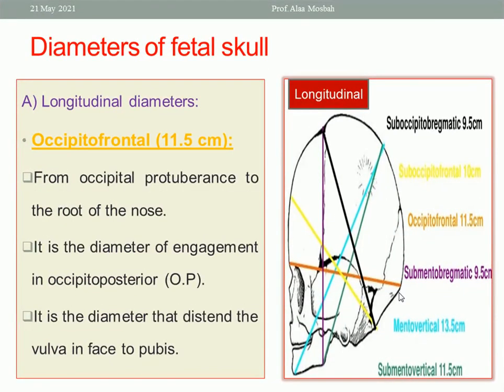Another diameter is the occipitofrontal diameter, starting from the occipital protuberance here to the root of the nose here. It is 11.5 centimeter. It is the diameter of engagement of occipito-posterior position, and it is the diameter that distends the vulva in face to pubis.